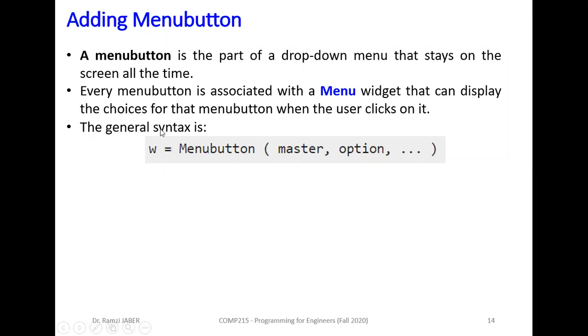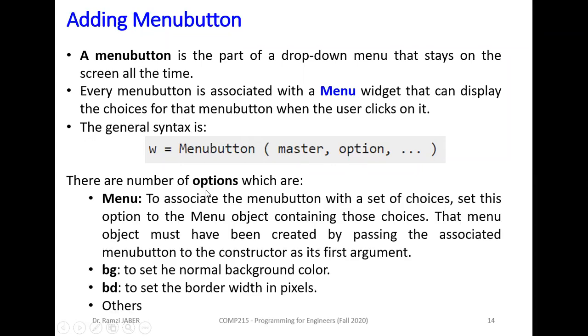So the general syntax is capital M, Menubutton, master, option. There are a number of options. One of them is the menu, to associate the menu button with a set of choices. Set this option to the menu object containing those choices. We'll see how in the example.